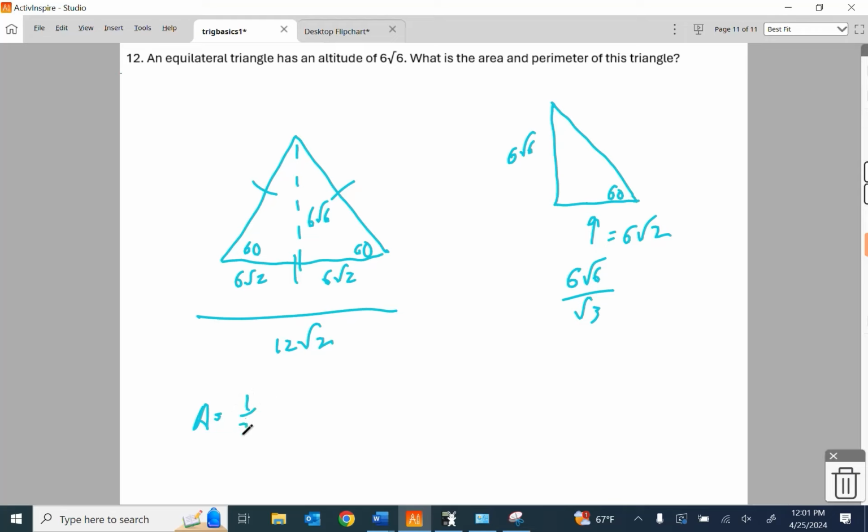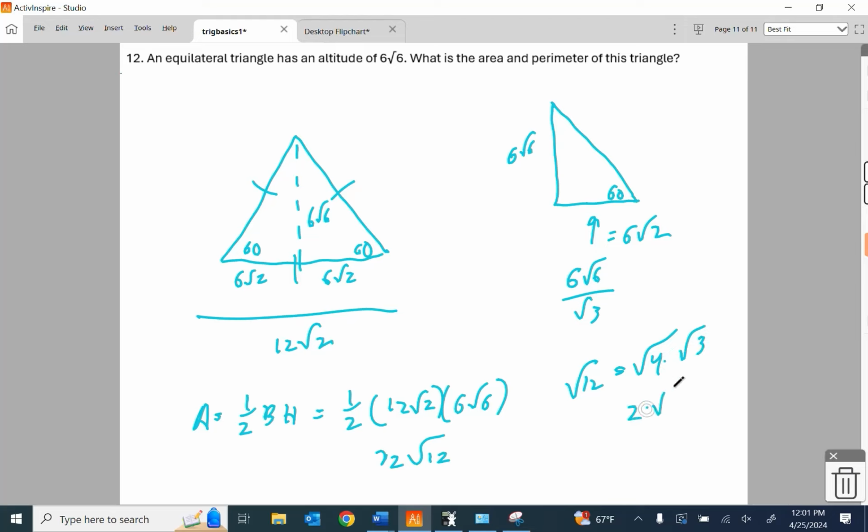Area of a triangle has always been 1/2 base times height. Always will be. So this would be 1/2 of a 12√2 times 6√6. 12 times 6 is 72. √2 times √6, √12. Do better. √12 is √4 times √3. √4 is 2. 2√3. So I have 72 times 2√3. 72 times 2 is 144. 144 roots of 3. Welcome to geometry. Should have learned it last year.